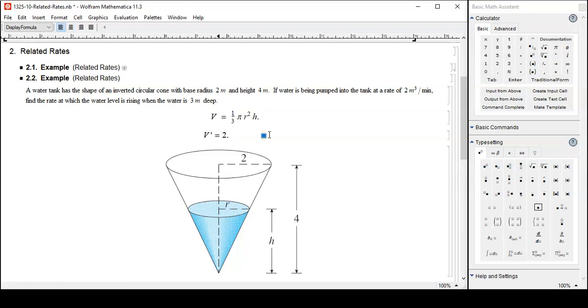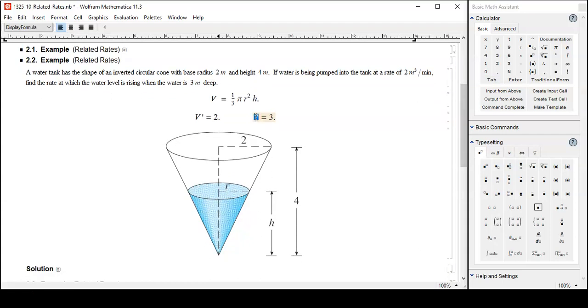Now, what is equal to 3? When the water is 3 meters deep. Oh, depth is 3 meters. So this is an inverted cone, so the height of this inverted cone is the depth, so h is 3. Does it make sense? Let's put some space in between. So v prime is 2, h is 3, okay.